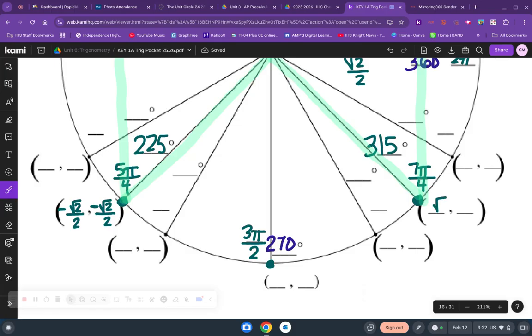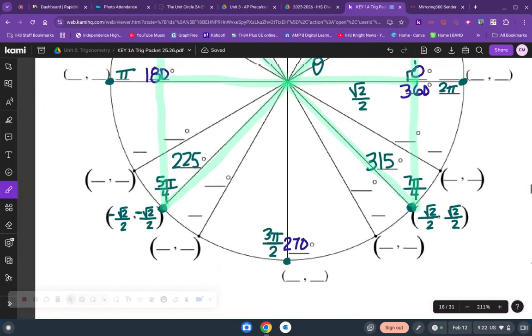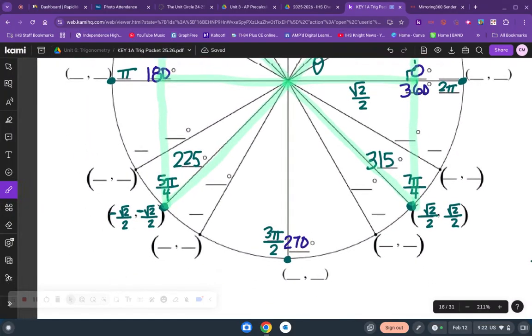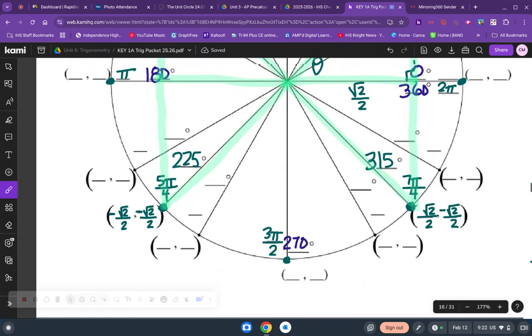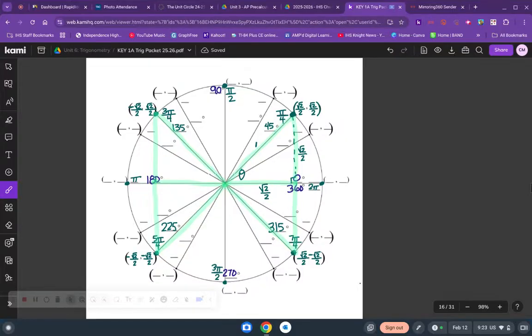And then same x and y coordinate over here at 7 pi over 4. But in quadrant 4, my x is positive and the y is negative. Okay. So this is what we have so far.